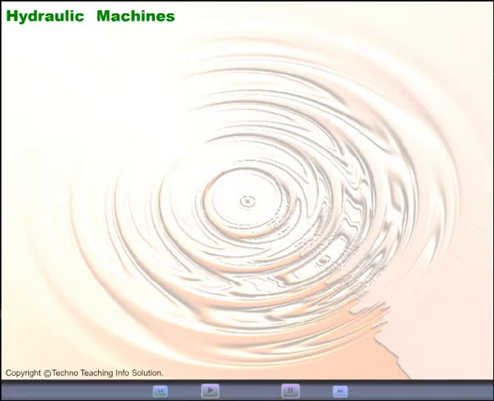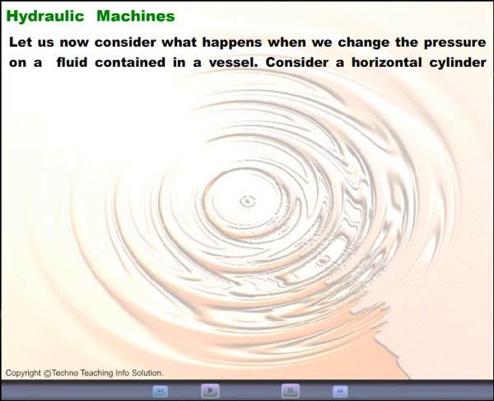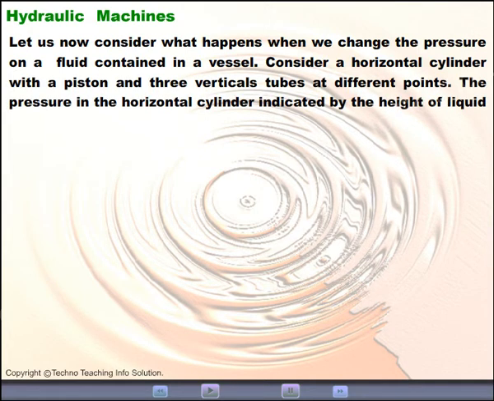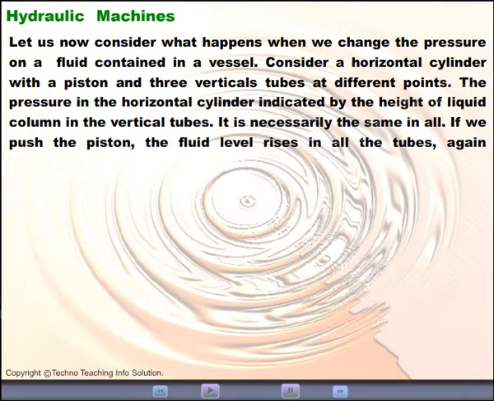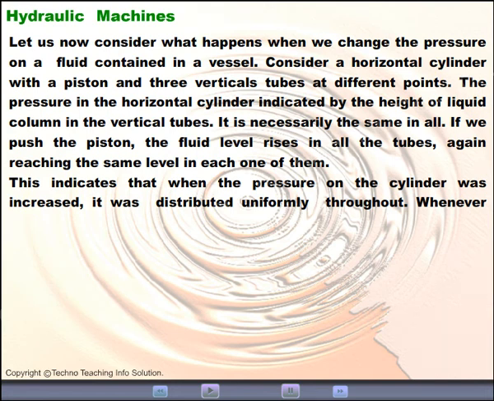Hydraulic machines. Let us now consider what happens when we change the pressure on a fluid contained in a vessel. Consider a horizontal cylinder with a piston and 3 vertical tubes at different points. The pressure in the horizontal cylinder is indicated by the height of the liquid column in the vertical tubes. It is necessarily the same in all. If you push the piston, the fluid level rises in all the tubes, again reaching the same level in each one of them. This indicates that when the pressure on the cylinder was increased, it was distributed uniformly throughout.